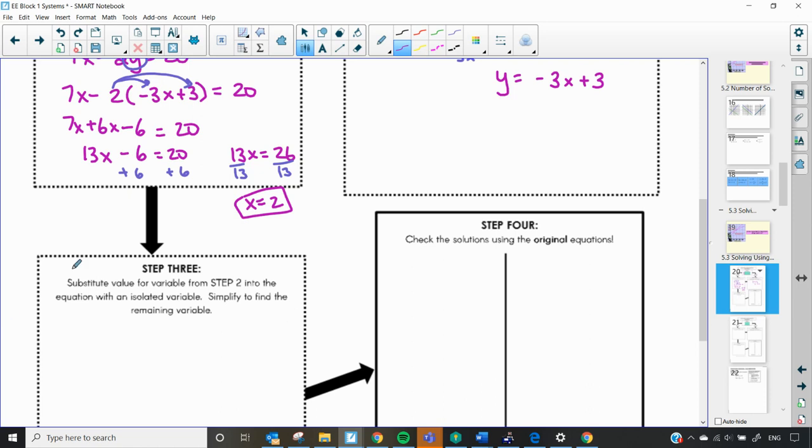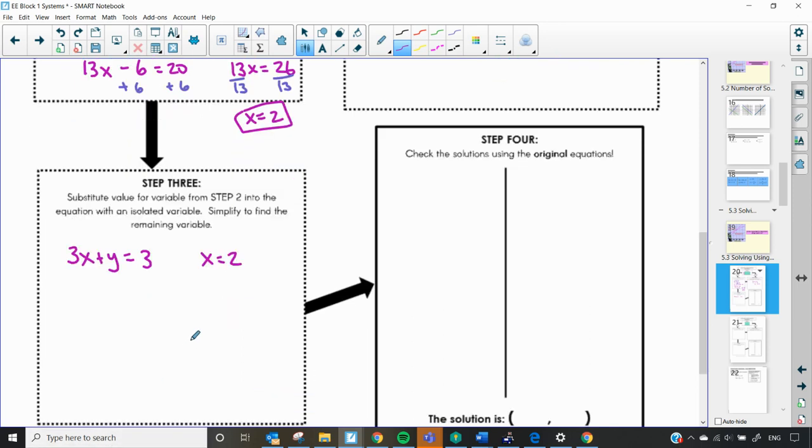So we're going to move to step 3 here, and step 3 says to substitute the value for the variable from step 2 into the equation with an isolated variable. In other words, we're going to sub x into the equation that we haven't used yet. So our original equation that we had to manipulate, 3x plus y equals 3, and the x equals 2 are going to be combined. Now, you could have just as easily taken the negative 3x plus 3 and used that here. I like to work with the original questions as much as possible. So I'm going to take that x equals 2, and I'm going to substitute it in.